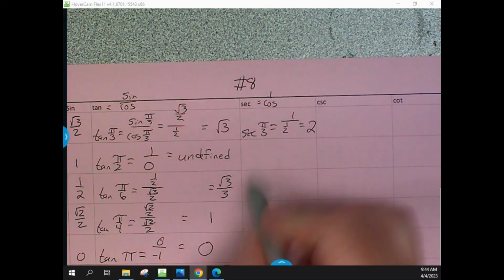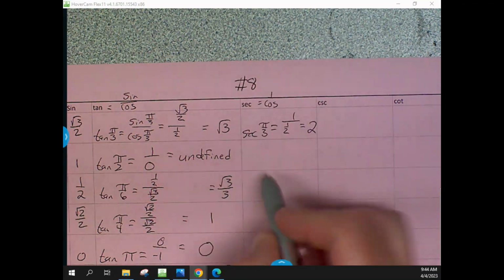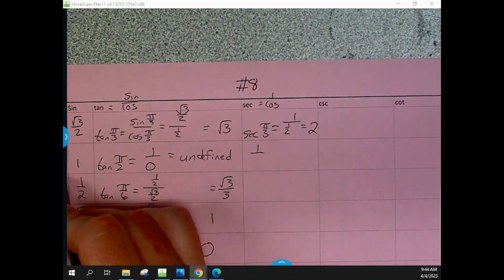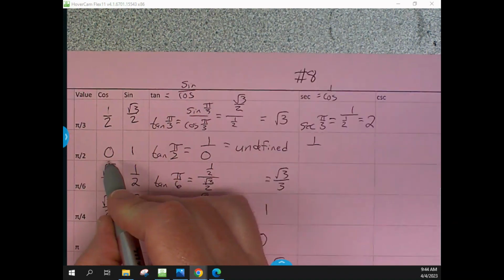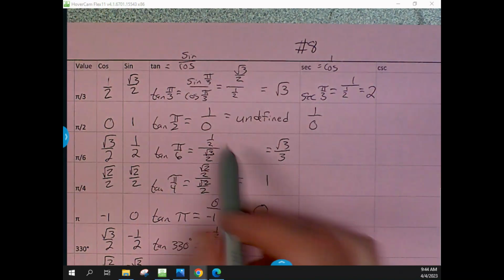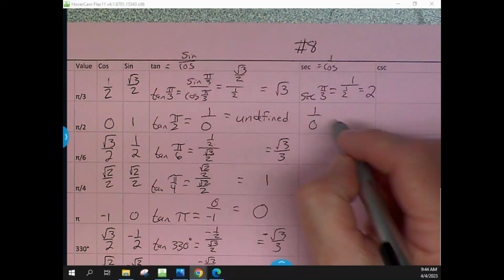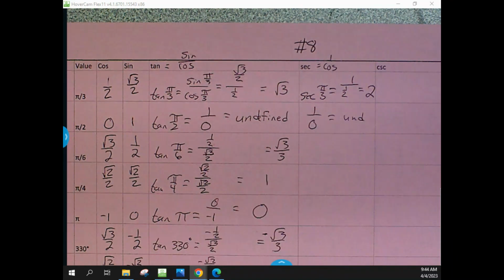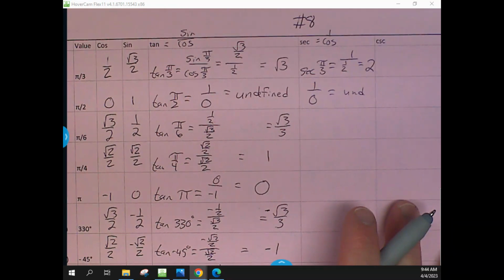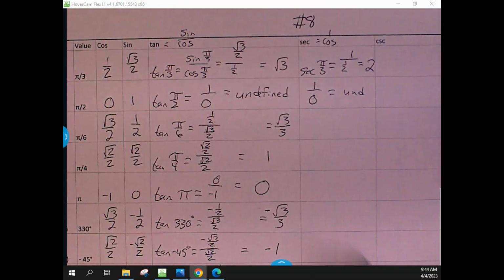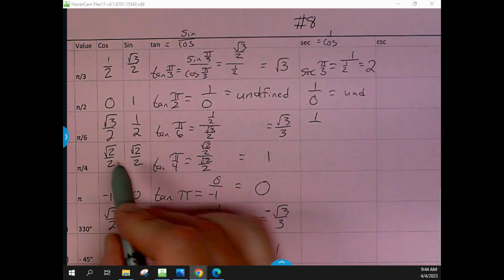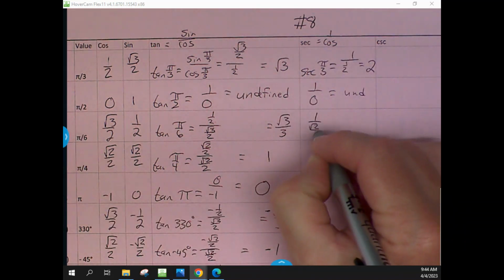Okay, and just to save us some room here, I'm not going to write out the secant for this part. If we're doing secant of pi over 2, that's 1 over the cosine. So that's 1 over 0. Oh, look, we already got the answer right here. If that's 1 over 0, we know that's undefined. Okay. If we do secant of pi over 6, that is 1 over cosine, which is square root of 2 over 2.